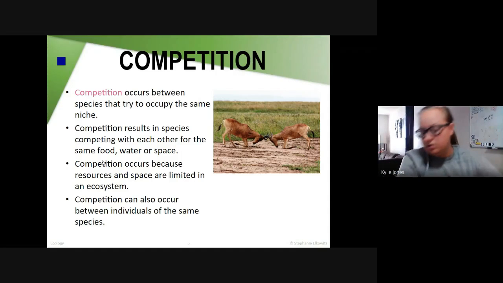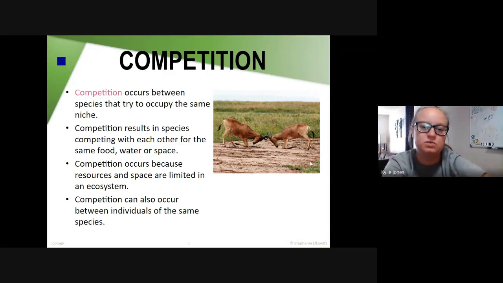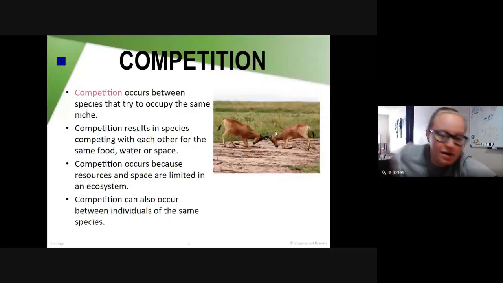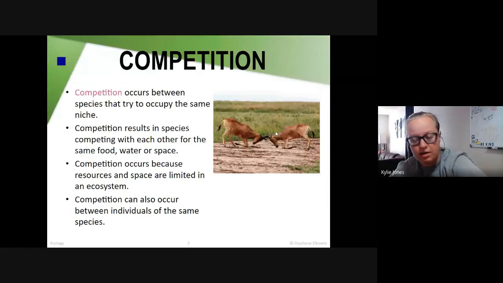And it can also occur between individuals of the same species, which is what I think is happening in this picture up here. It looks like it's the same species, but they're competing over something. Maybe it's the food around them, the water, or the space to live. Any of those three things can cause competition between species or in species themselves. Okay? Do about 2 minutes on this slide.